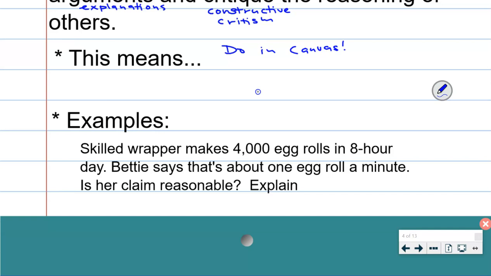No, it's not reasonable, but... Because if there's 4,000 egg rolls, one for every 10 seconds or something. I don't think he is. I think he is like 460.